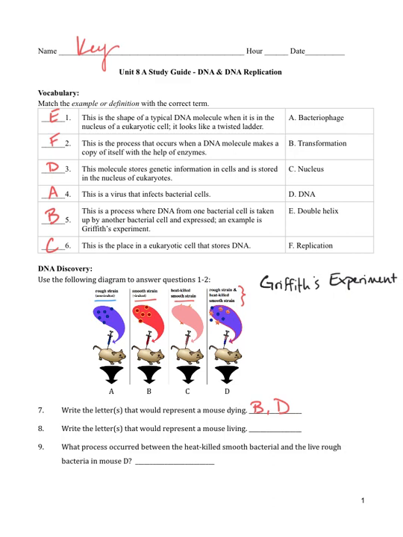Number 8 says write the letters that would represent the mouse living. And as we just talked about, when the mouse was injected with the rough strain or the heat-killed smooth strain, the mouse lived. So the mouse survived at both A and C.